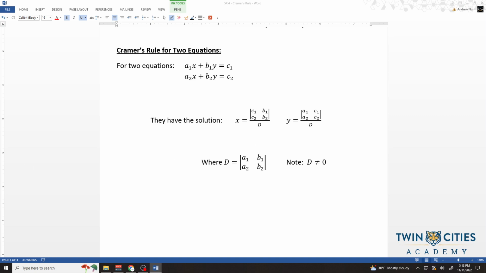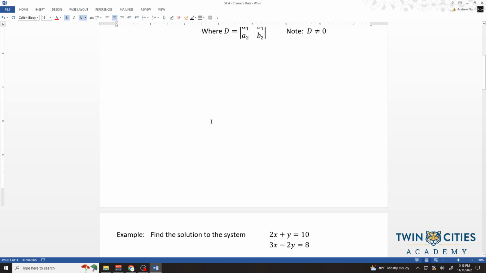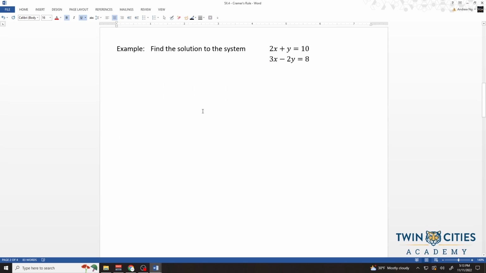Okay, this sounds a little complicated. Let's actually take a look at an example and see if it's any better. Okay, so here's an example. I've got two equations. First equation, 2x plus y equals 10. Second equation is 3x minus 2y equals 8. Okay, so the first thing I want to do, let's just label everything.